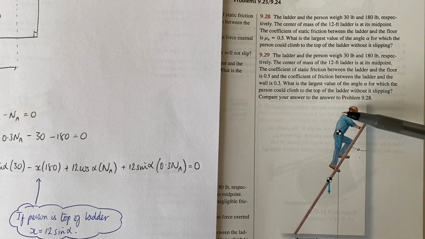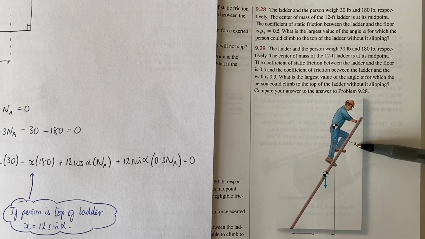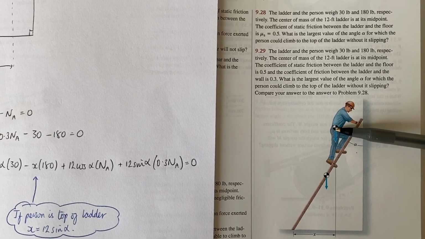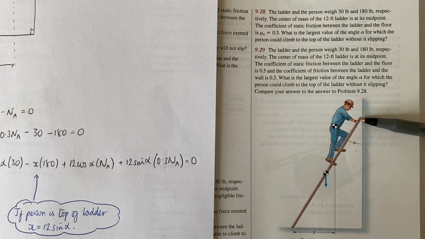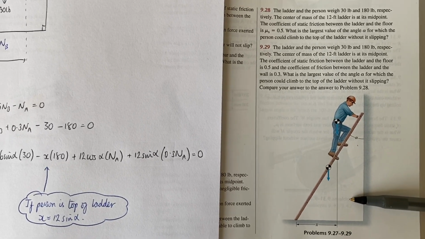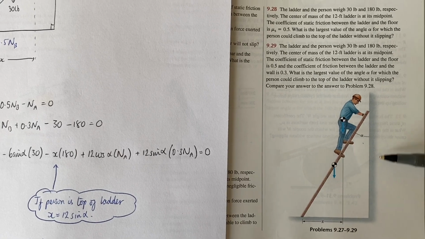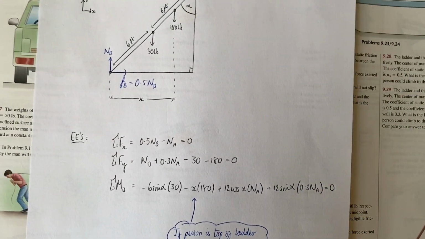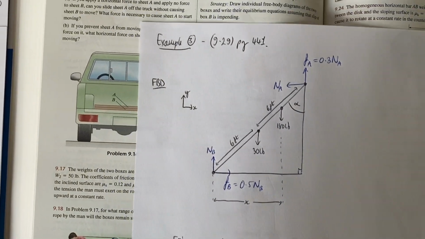So we know the coefficient of friction here and also here, and they're different. And the question is to find the largest value of angle alpha such that this person can climb to the top of the ladder and the ladder doesn't slip. So, a reasonably real-world example. Let's go over how to actually formulate that.